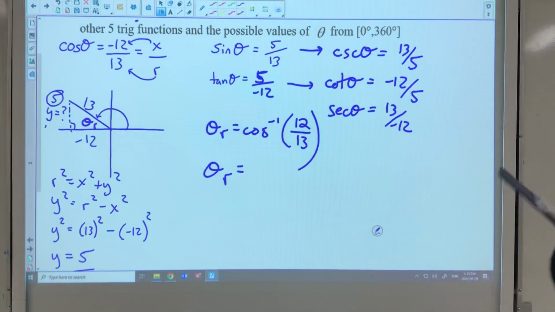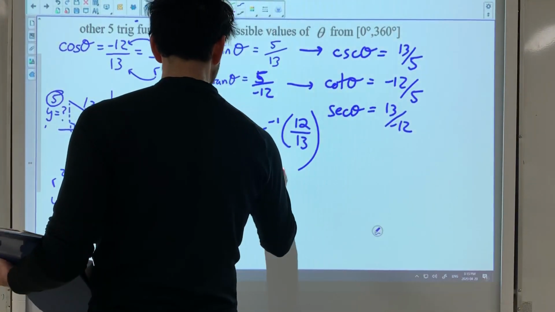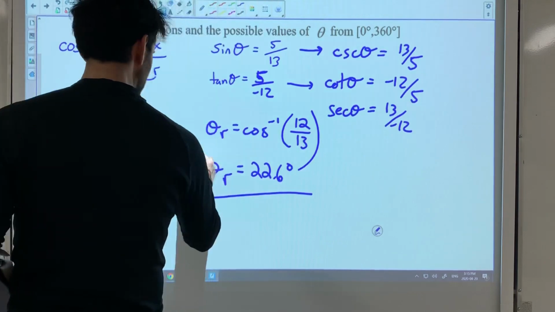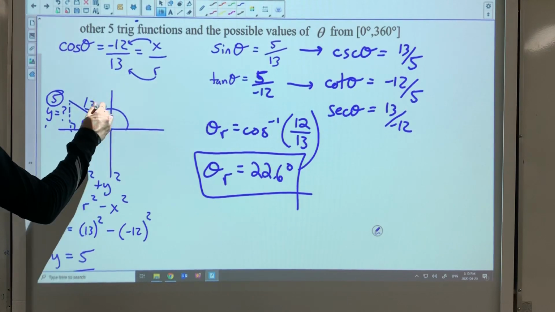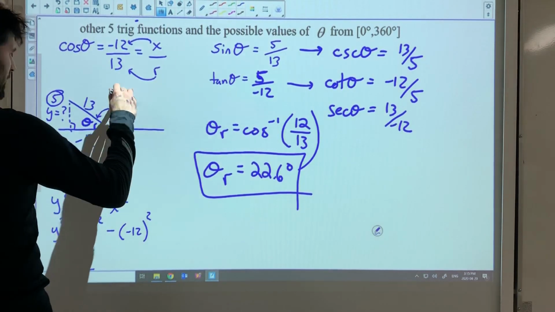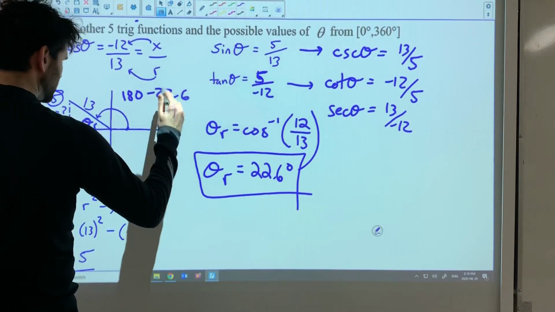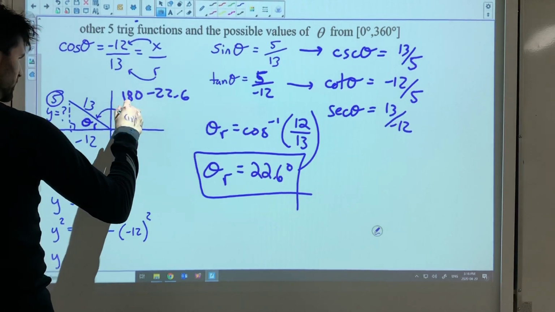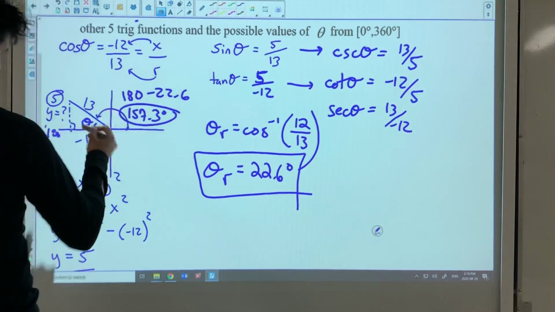So if you pop that in on your calculator, make sure you're in degrees. I'm going to type it in, 12 over 13, and I get 22.6. So any of your trig ratios that you plug in would give you that. Sometimes they want to know how far you have to rotate from here to here. In that case, I would go 180, because that's 180 degrees here, subtract 22.6, and I get 157.3. That's how far I have to rotate from there to there.